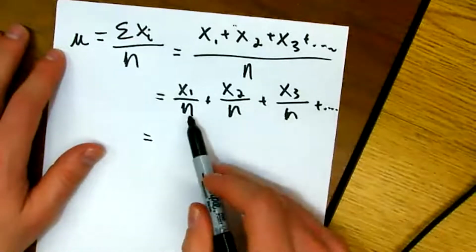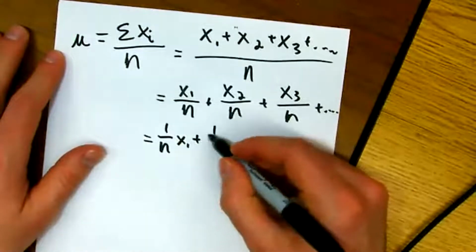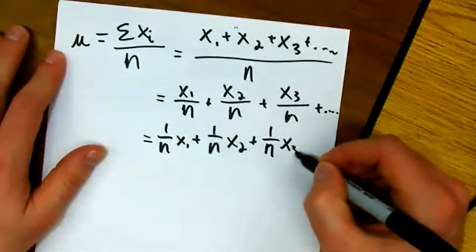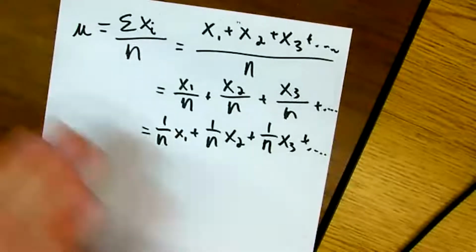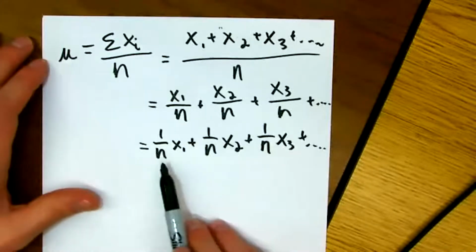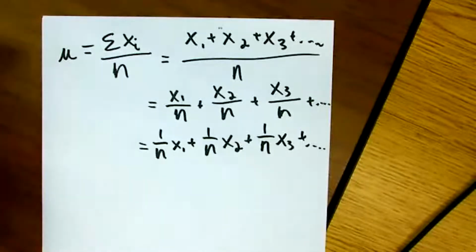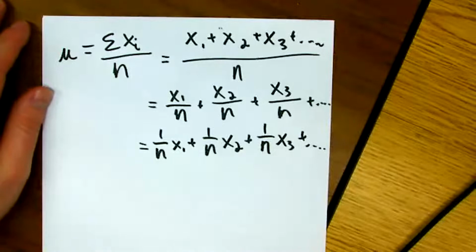Dividing by n is the same as multiplying by 1 over n, so I can pull that 1 over n out in front of every observation. In the old way, when we had non-grouped data to calculate the mean, everything was getting weighted by the same amount, 1 over the total number of observations. So before, we were essentially weighting everything the same, okay?